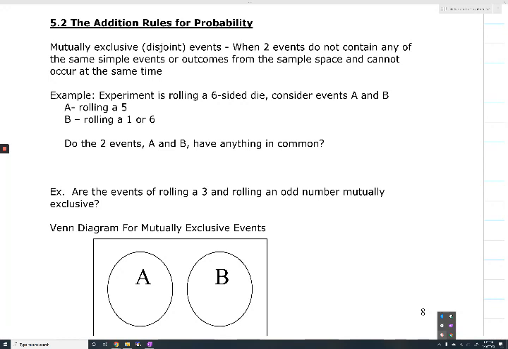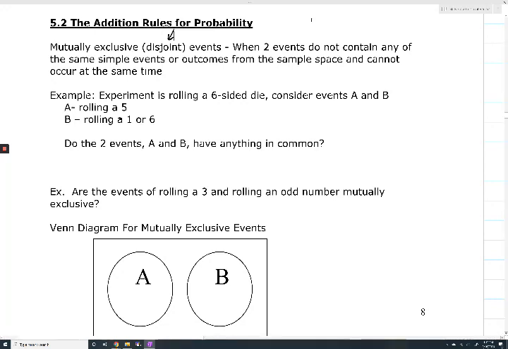The definition we're going to use first is called mutually exclusive. That means two things share no common outcomes. Another term is disjoint. That's when two events don't contain any of the same outcomes. So an example of two disjoint events is if event A is rolling a 5 and event B is rolling a 1 or a 6. Those are disjoint. There's no way of being in both A and in B.